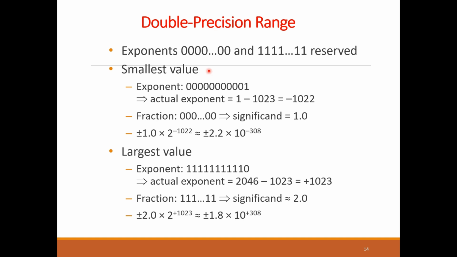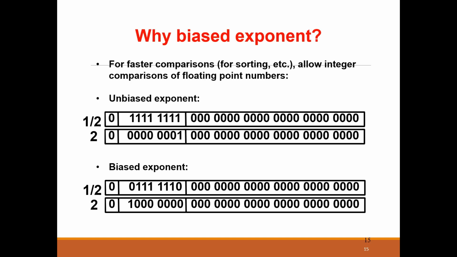And similarly for double precision. So why is the exponent biased? There must be a reason, no? It is not a 2's complement number. It is again biased with excess 127. Why? For faster comparison, for sorting, etc., and to allow integer comparison of floating point numbers.